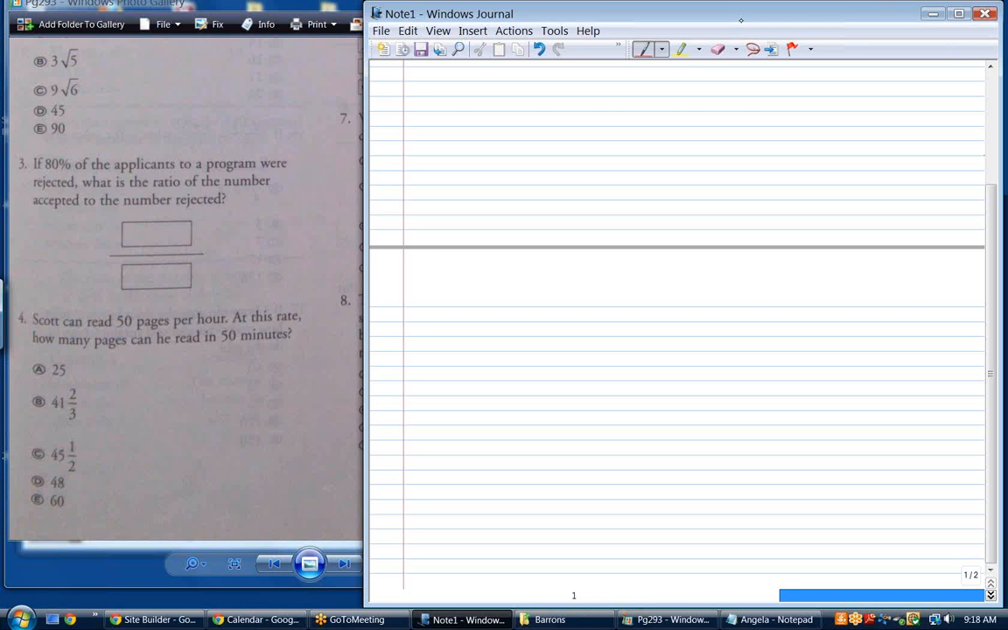But from there, let's see, he can read 50 pages per hour. Would I set that up algebraically? Well, this is ratios and proportions, so we would want to set up a ratio. Okay. And when you see 50 pages per hour, I can write that like this.